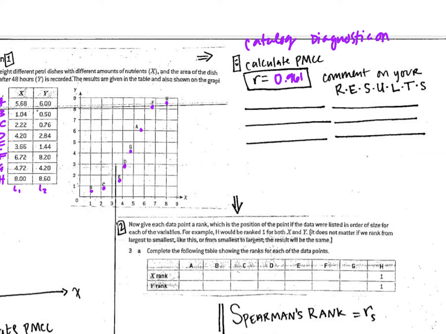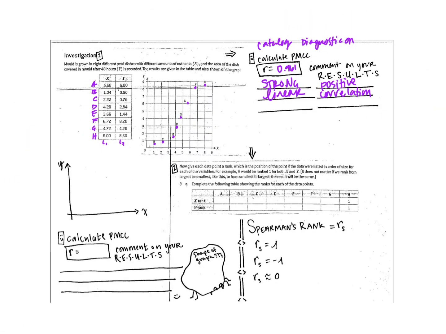Because it's 0.96, that is a strong or very strong positive linear correlation. I don't know why I gave you more lines; I think I was just being careful. Some of us were maybe forgetting this from our test, so just be ready for that. Okay, so that's just a review.